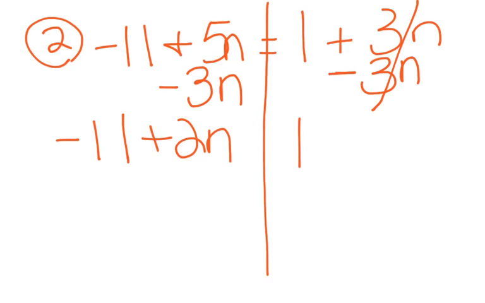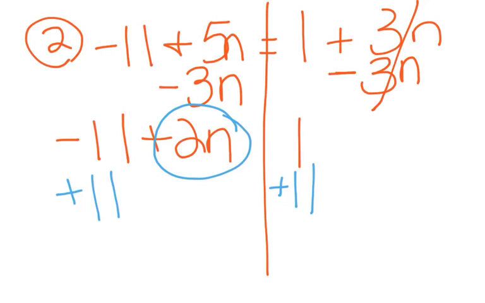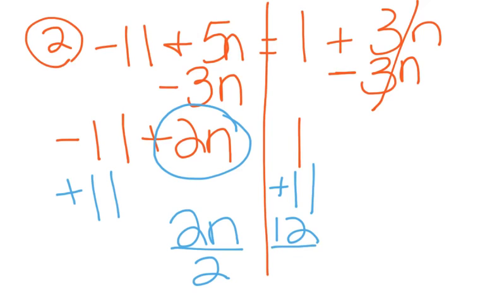Now I have moved my equation from having variables on both sides down to just a two-step equation. So I'm going to take the term with the n in it, and I want to isolate it. So I want to move the 11 to the other side. That leaves a 2n on this side and a 12 on this side. I'm going to divide both sides by 2, and n will be 6.